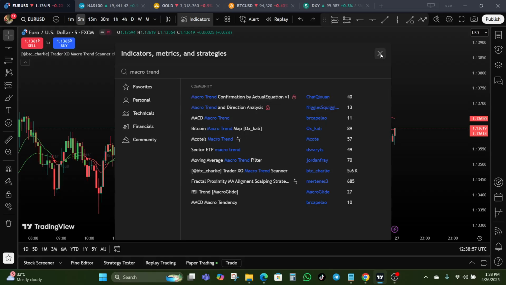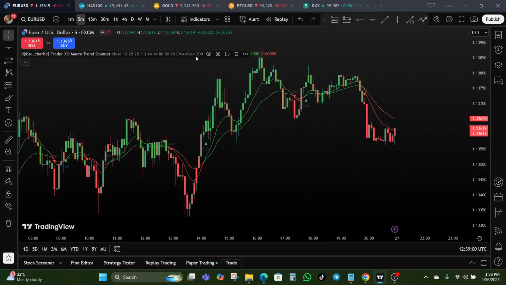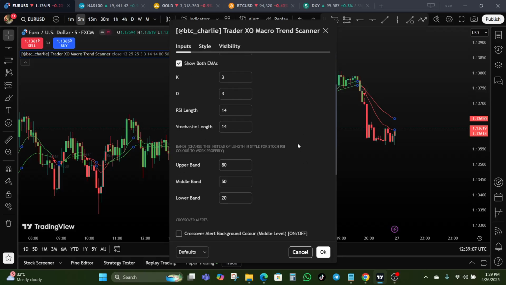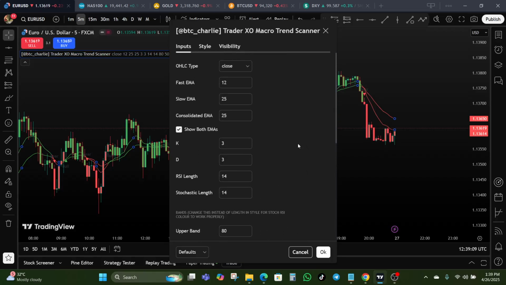Once you add the indicator to your chart, you can customize the settings based on your preferred time frame. By default, it works well out of the box, but you can tweak sensitivity for faster or slower signals depending on how aggressive or conservative you want to be. For example, faster sensitivity works great for scalping lower time frames like the 5-minute chart, while slower sensitivity fits swing trading on the 4-hour or daily.